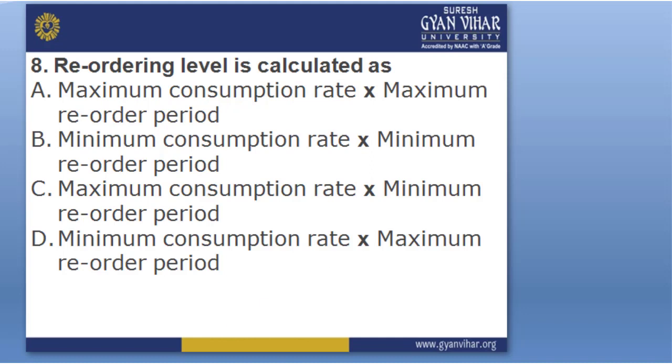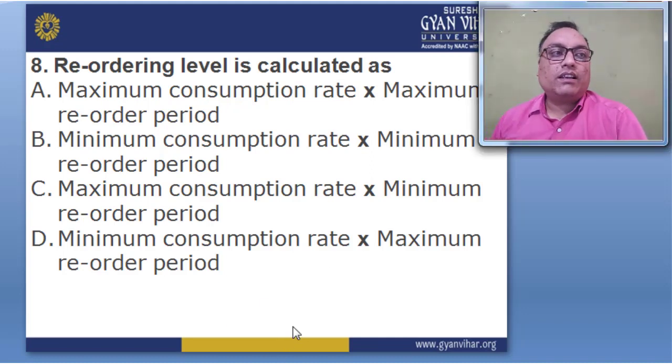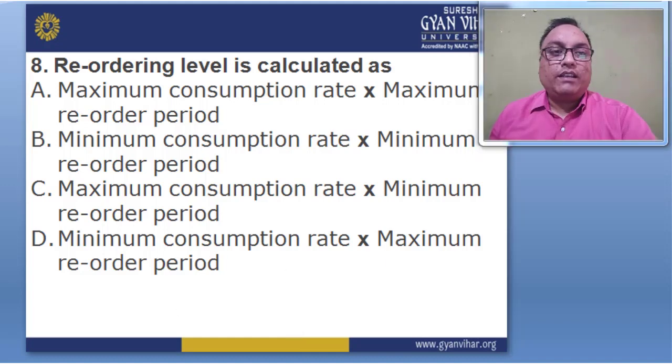So the reordering level is calculated as maximum consumption rate into maximum reorder period, and minimum consumption rate into minimum reorder period. Here the C option is right for this question.